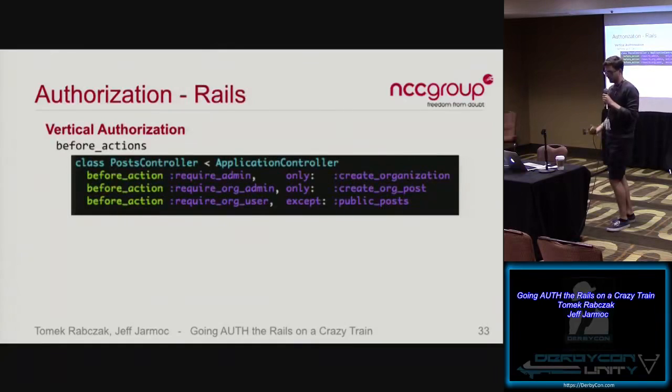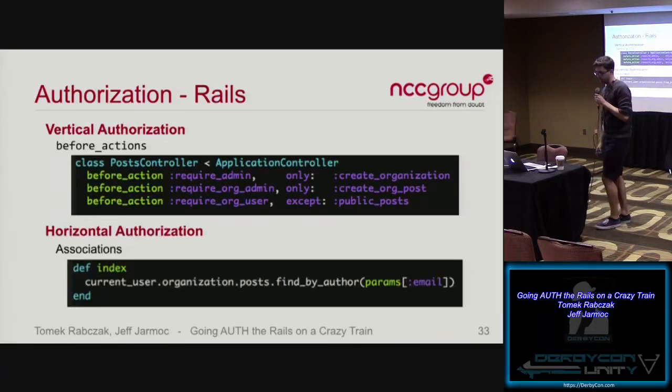We tend to see that for vertical authorization, that gets implemented with the use of before actions. So here we have some examples. At the top, you might see something in a controller that says require admin. So before actions is pretty much a method that's going to get run before any action is called within that controller. And then you can specify options to say things like only or except if you only want the before actions to be run on certain controller actions.